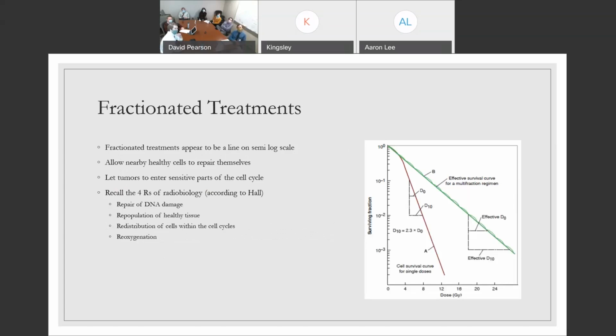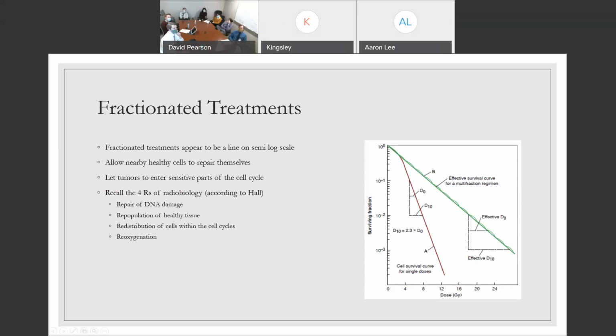Quickly getting into fractionated treatments here. Fractionated treatments appear to be aligned, but they're on a semi-log scale, so it's not properly described as linear. These fractionated treatments allow for healthy cells to repair themselves. And this is an easy segue into the 4 R's of radiobiology. Paul says there's 4. I've seen as many as 6, but they get kind of redundant at that point.